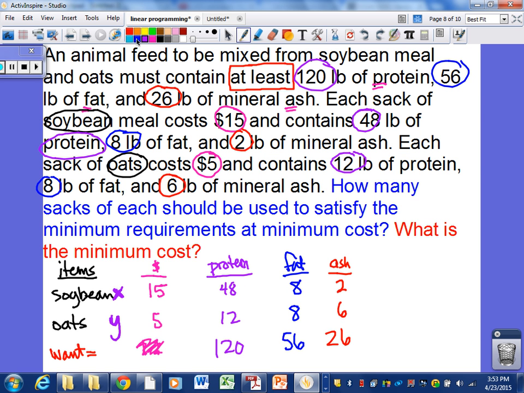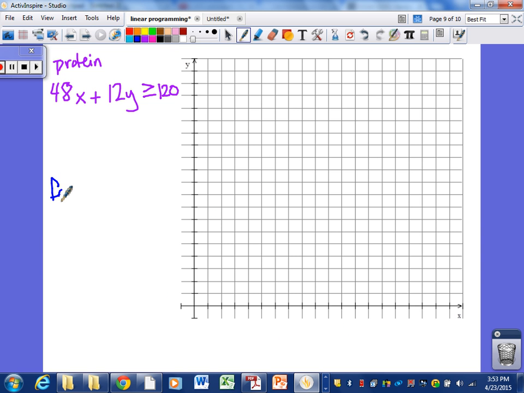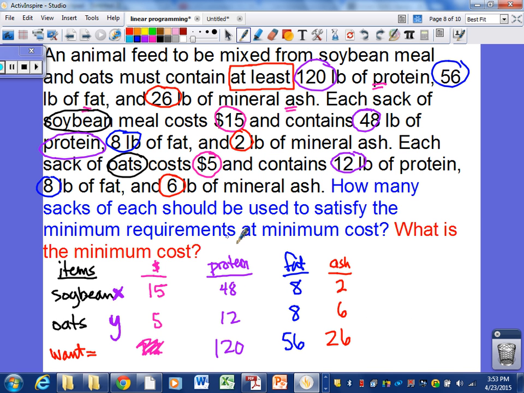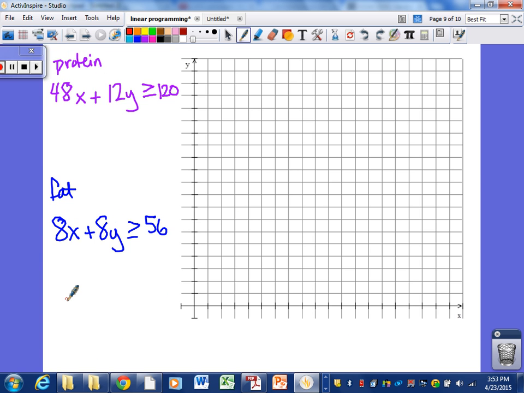Okay, and then fats, we have 8 soybeans, 8 oats, and we want 56. So fats, 8x plus 8y has to be bigger than or equal to 56. And our last one was ash. We have 2x plus 6y needs to be bigger than 26. 2x plus 6y is bigger than or equal to 26.